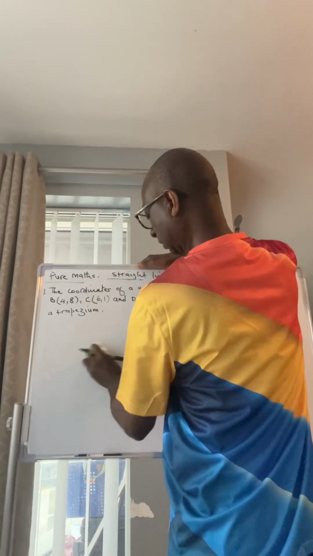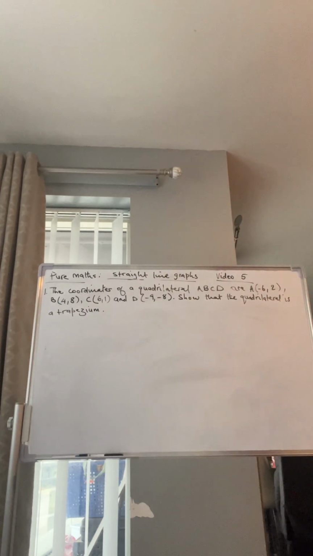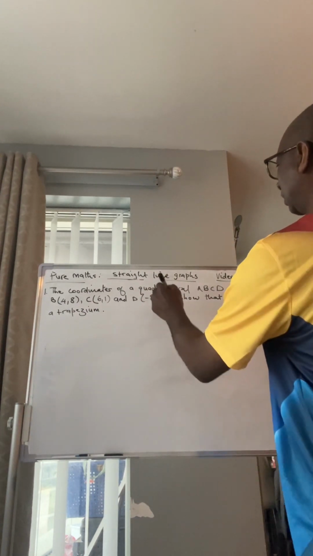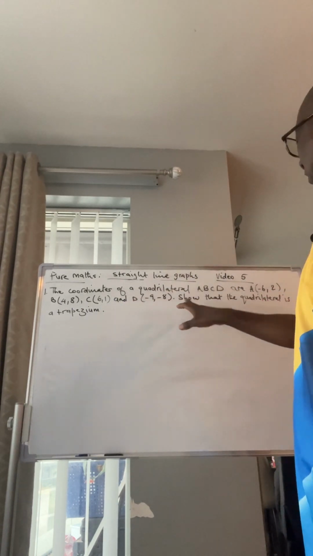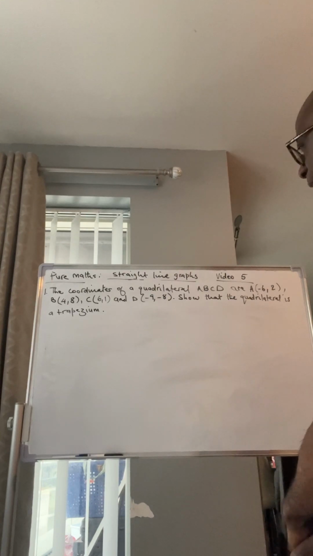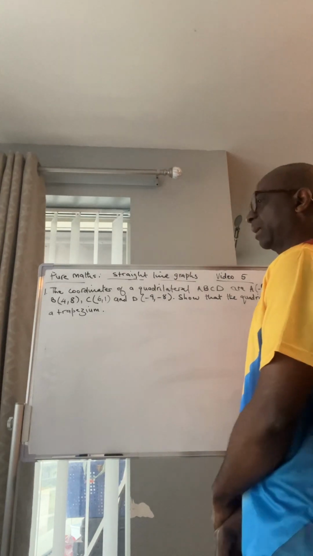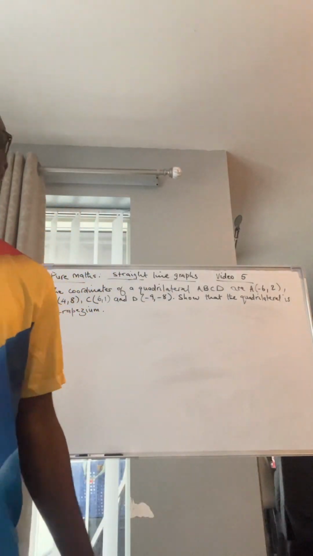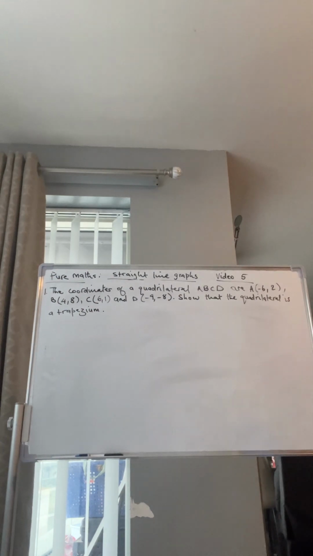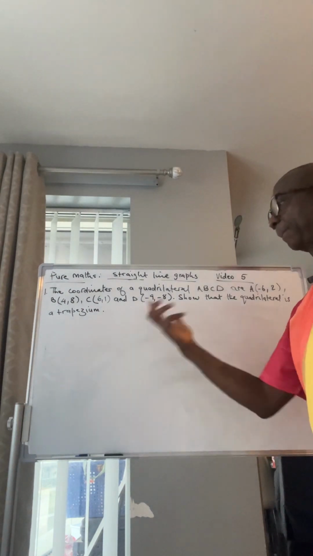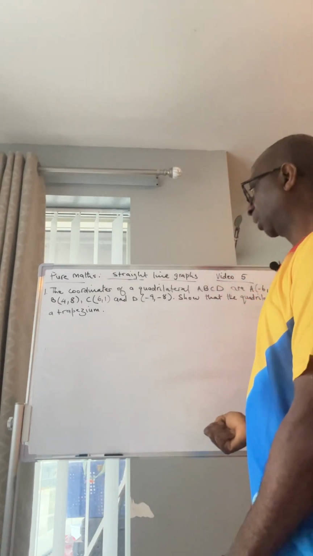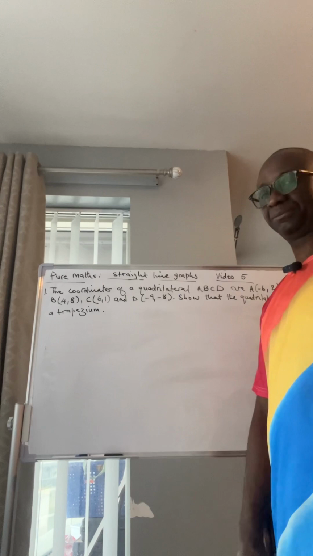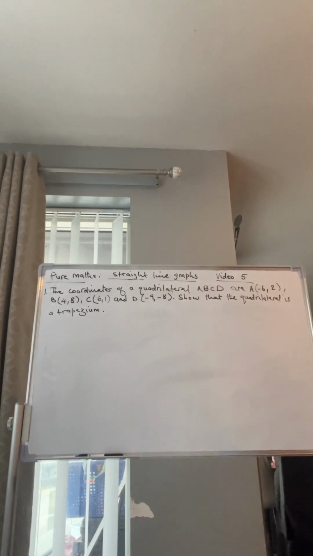So what the question says is that the coordinates of a quadrilateral are these, and we must show that the quadrilateral is a trapezium. There are different ways of solving this problem because it's a proof. It says show that, so it's a proof. Now you have to show that 2 of the sides here are parallel. Either you show it graphically, or you show it analytically. So let's start with the analytic side.